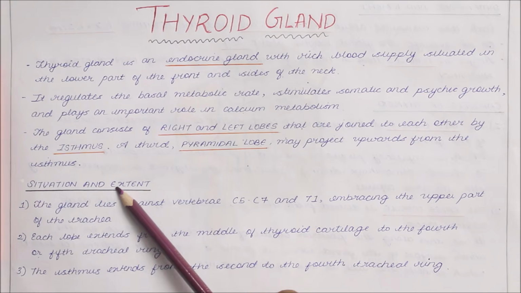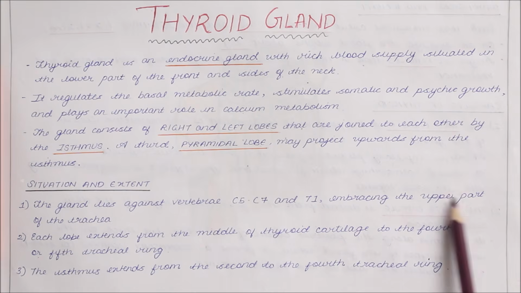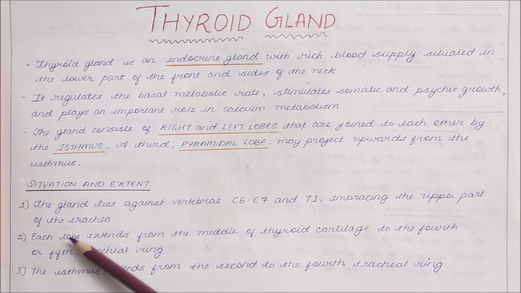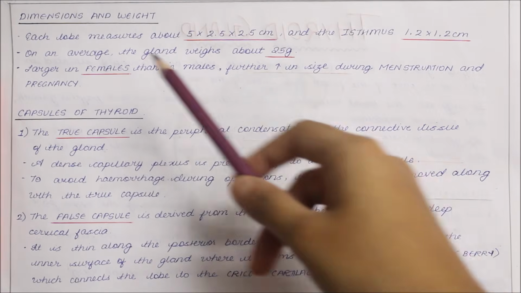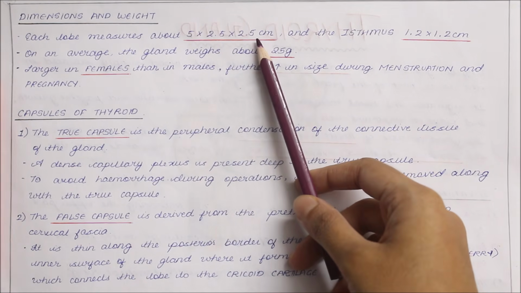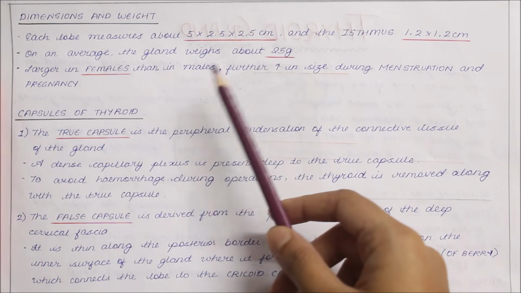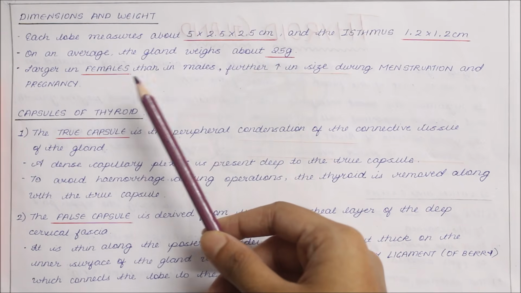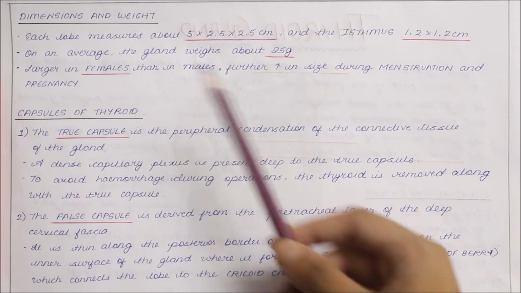Now, the situation and extent. The gland lies against the vertebrae C5 to C7 and T1, embracing the upper part of the trachea. Each lobe extends from the middle of the thyroid cartilage to the fourth or fifth tracheal ring, and the isthmus extends from the second to the fourth tracheal ring. Looking at the dimensions and weight, each lobe measures about 5 into 2.5 into 2.5 centimeters and the isthmus 1.2 into 1.2 centimeters. On an average, the gland weighs about 25 grams. It is larger in females than in males, and further increase in size during menstruation and pregnancy takes place.